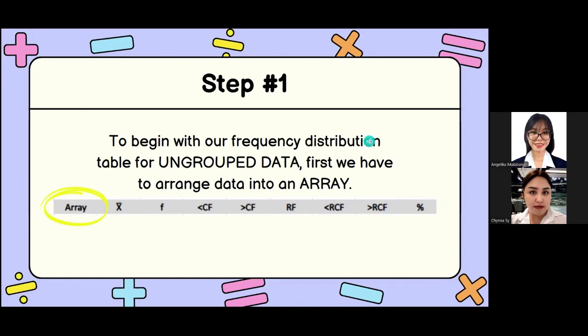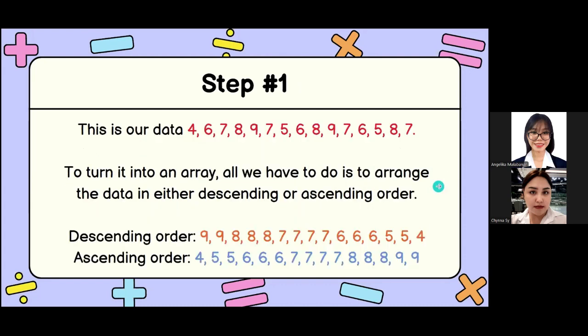So sa step 1, we have to arrange our data into an array. Ano ba yung array? So this is our data. This is directly from the problem given a while ago. So we have 4, 6, 7, 8, 9, 7, 5, 6, 8, 9, 7, 6, 5, 8, and then 7.